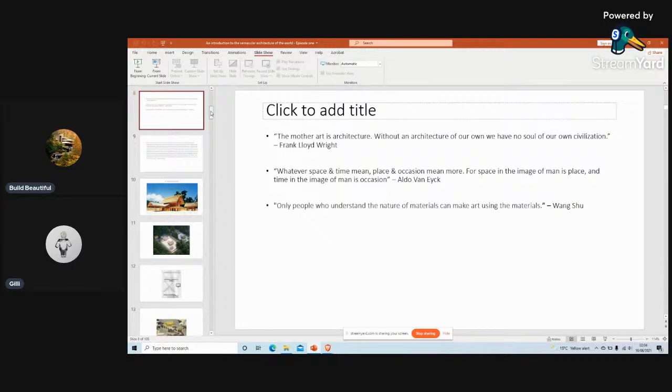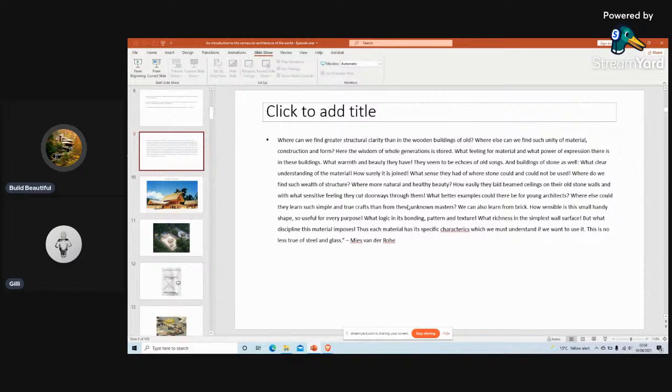Just one more quote before we go into the buildings on Asia. And funnily enough, it is from Mies van der Rohe. You'd expect it from Frank Lloyd Wright, but this one is from Mies. So Mies says, where can we find greater structural clarity than in the wooden buildings of old? Where else can we find such unity of material, construction and form? Here the wisdom of whole generations is stored.